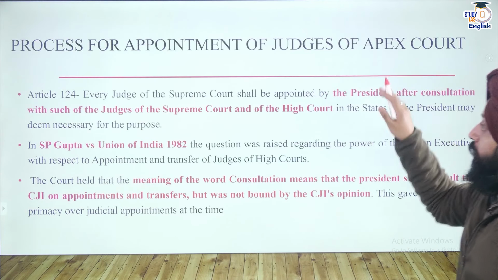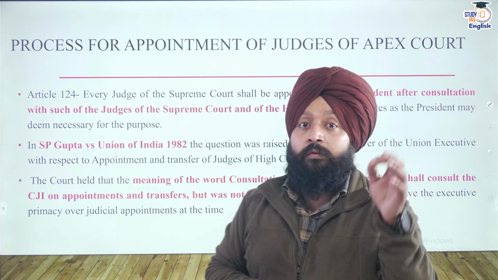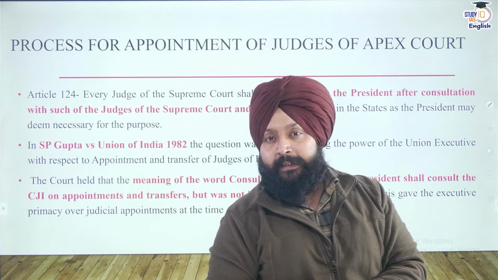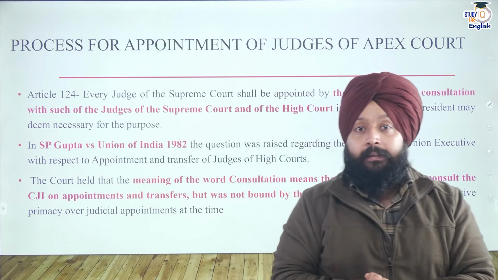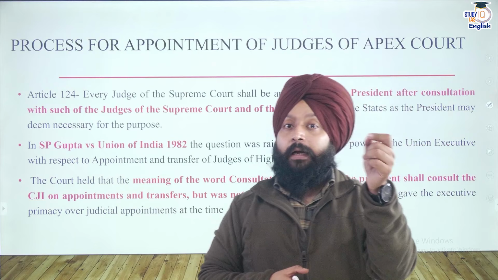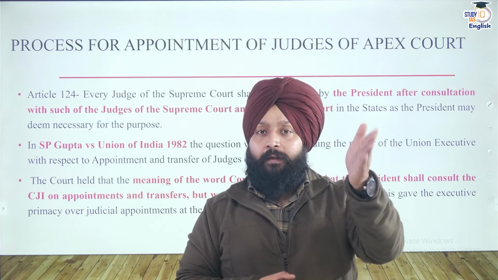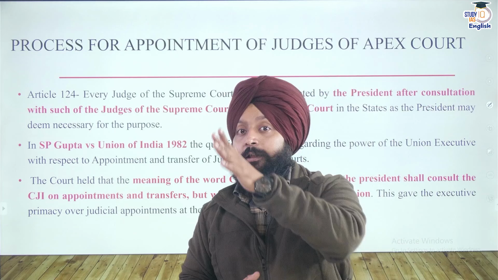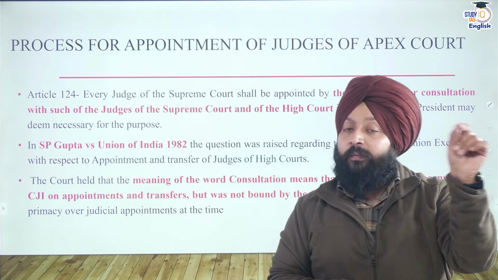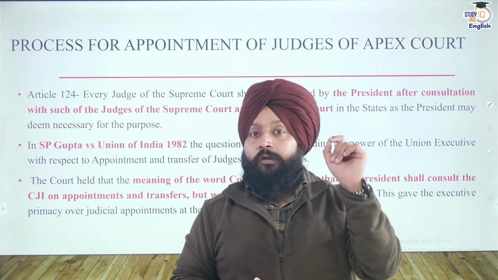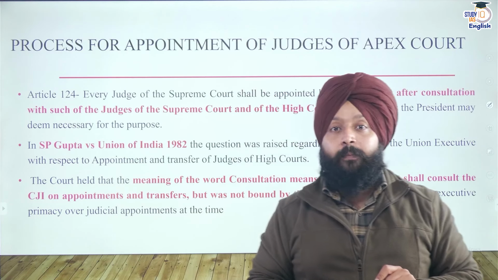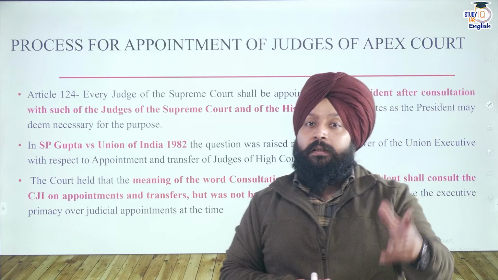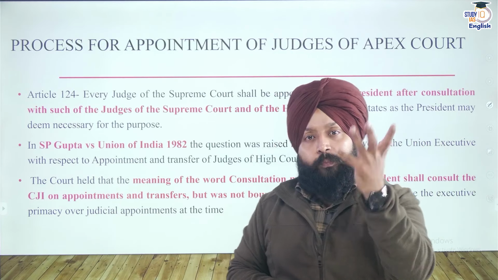Now moving on to appointment of the judges of Supreme Court and High Court. So Article 124 simply states the appointment of judges of the Supreme Court and High Court. Article 124 talks about judges of Supreme Court. Article 217 talks about judges of High Court. So Article 124 specifically states that the judges of the Supreme Court will be appointed by the President, and while appointing judges, the President will consult the judges of High Court and Supreme Court.